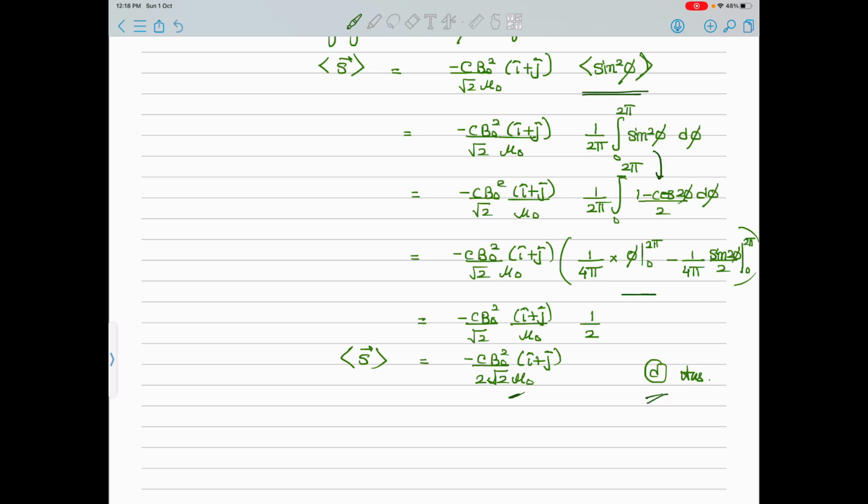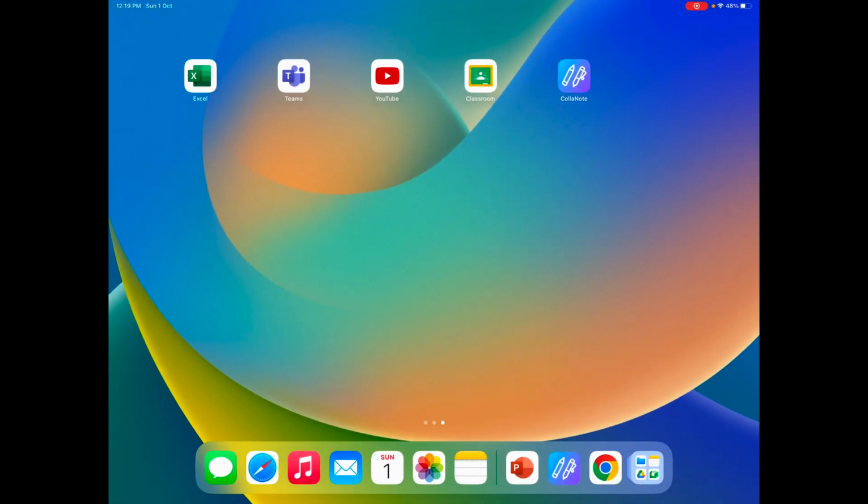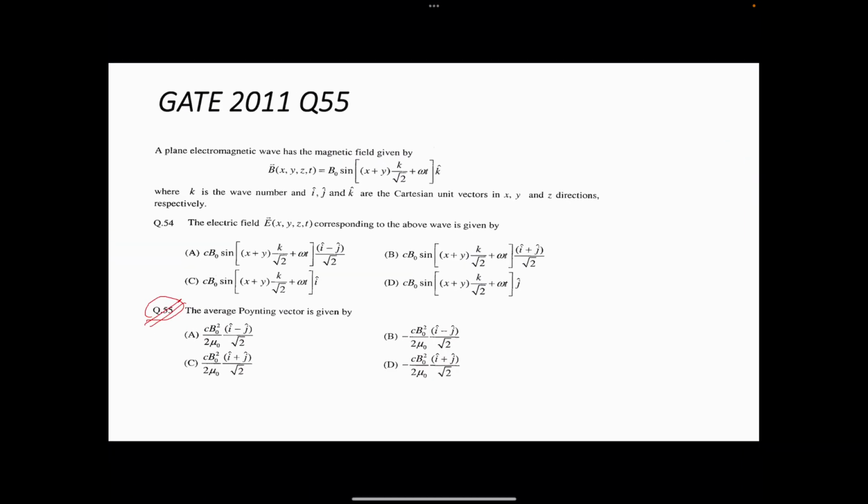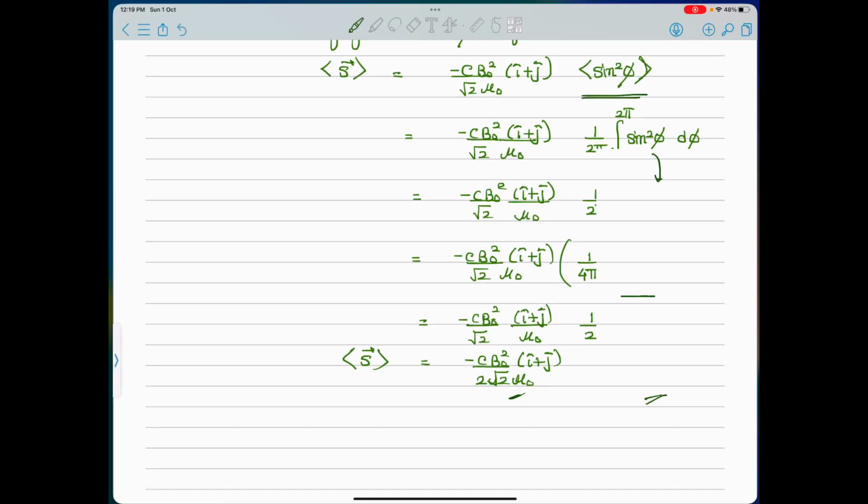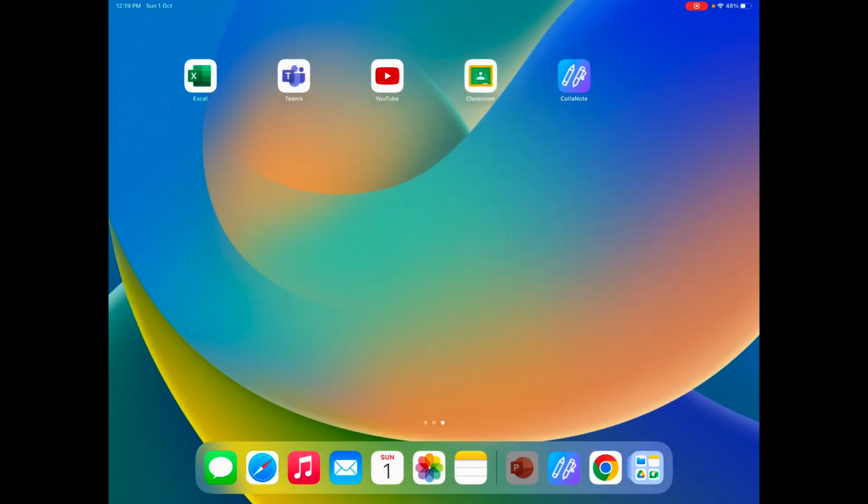If we see this expression, yes, D: minus c b naught square by 2 root 2 mu naught (i plus j). This should be the correct option. Again, we look into it. Yes, this is the correct option.